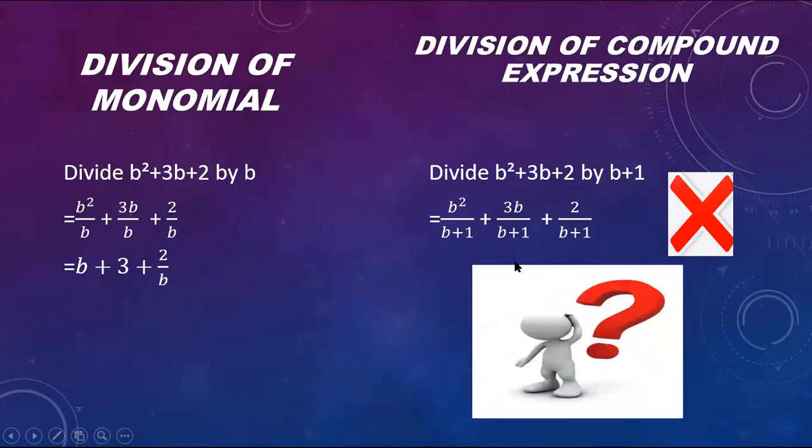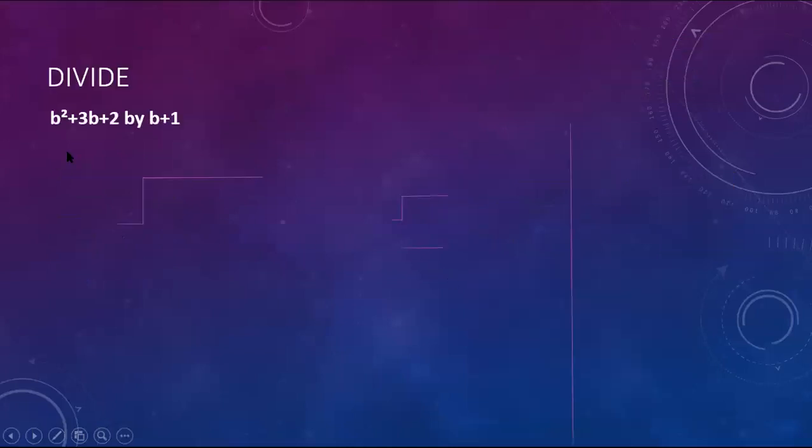So what method are we going to follow here? Think about it. Here we are going to divide b square plus 3b plus 2 by b plus 1. Here we are going to follow the long division.